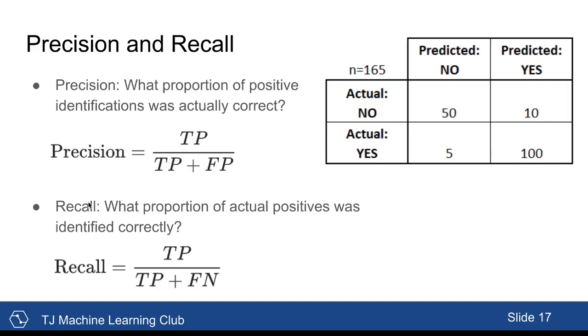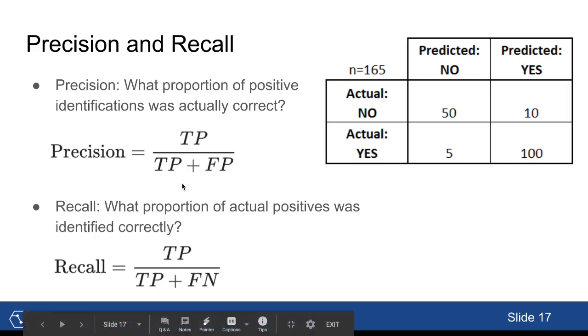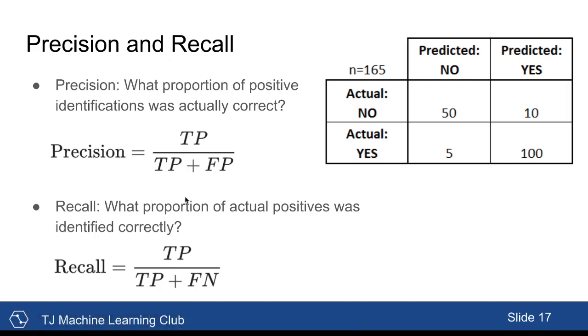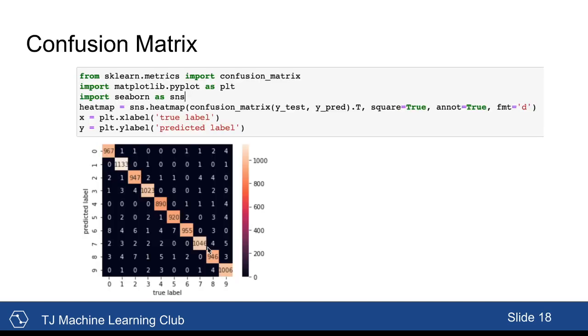Then for recall, we would be saying what proportion of the actual positives was identified correctly. These two questions, when you think about them side by side, seem pretty similar, but they're really not. This question is asking, out of all the actual positives, how many did our model identify correctly? In this case, there were actually 105 yeses, and our model predicted 100 of them accurately. So our recall would be slightly better than our precision. It would be 100 out of 105.